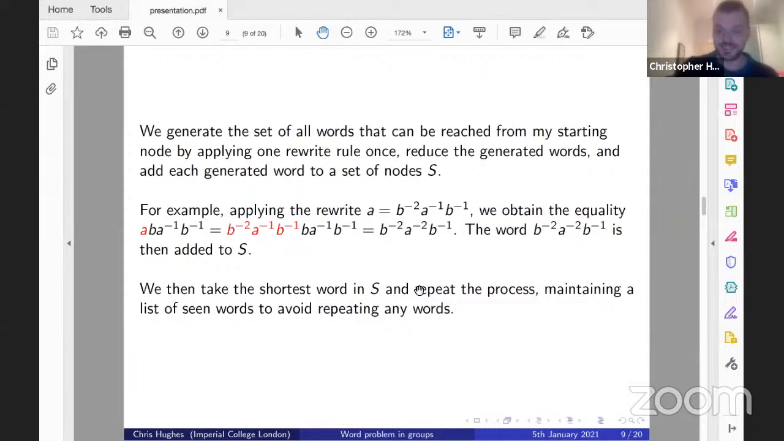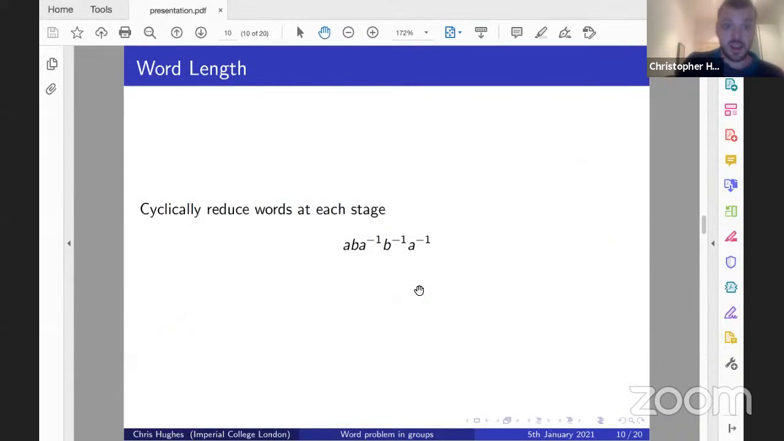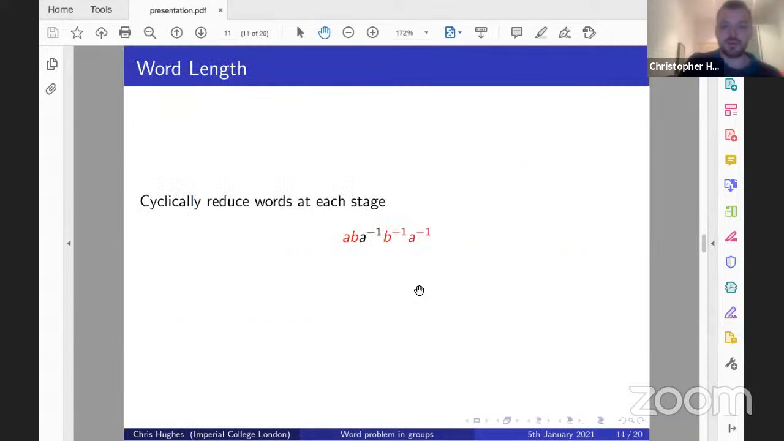I'm sure it's a well-known path-finding algorithm, really, that's applied to groups. And when I say the shortest word, we reduce words at each stage. So for example, if I end up with this word, well, this is a conjugate of A inverse. So this long word is 1 if and only if A inverse is equal to 1. So if you can make a word shorter by conjugating it, I do that, basically.